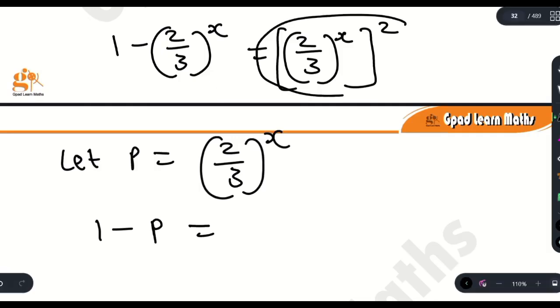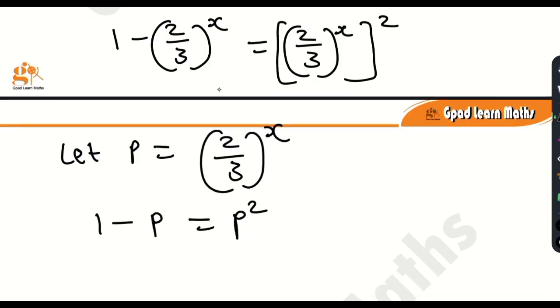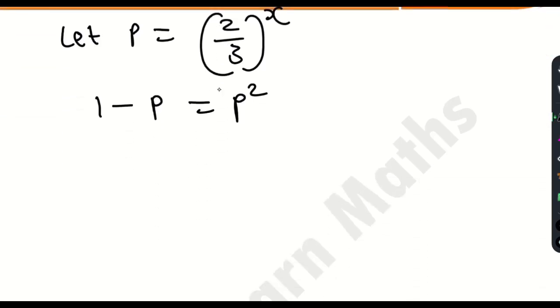What about this? It's going to be p, but we have a square there, so that's raised to the power 2. Can you see that this is a quadratic equation? Very neat, very simplified.